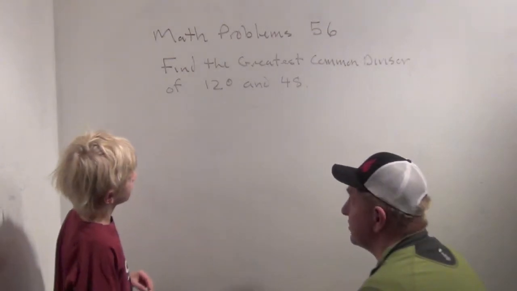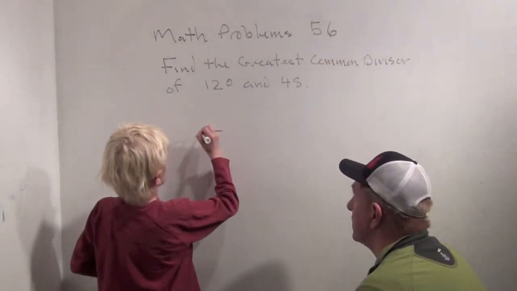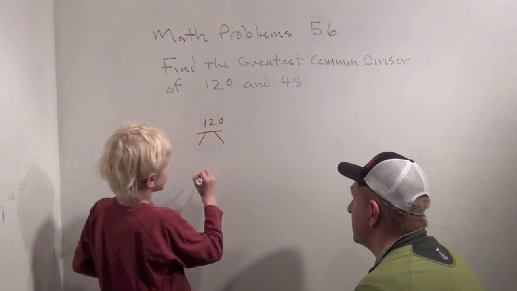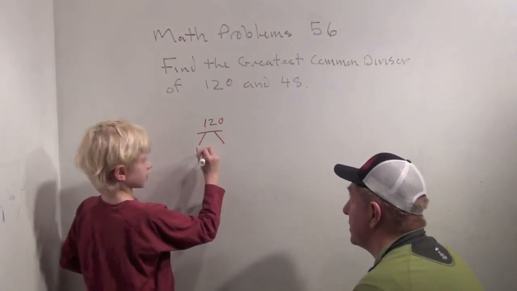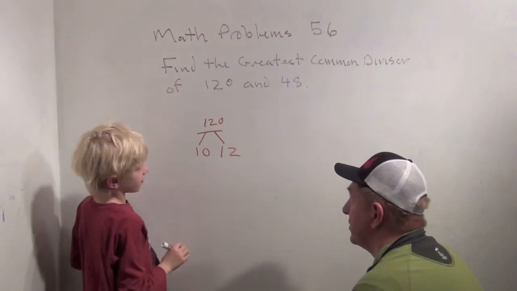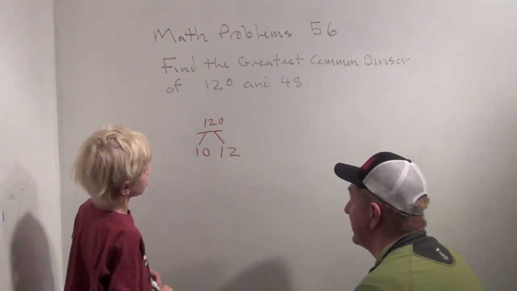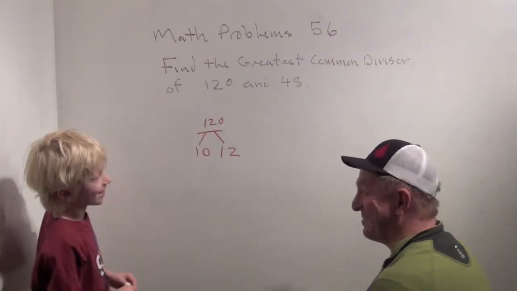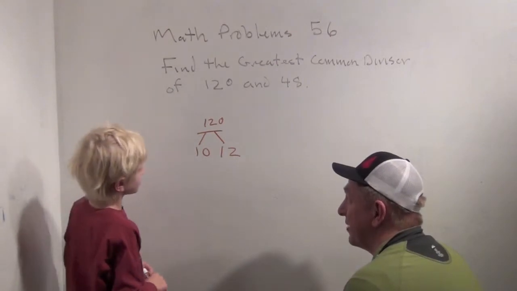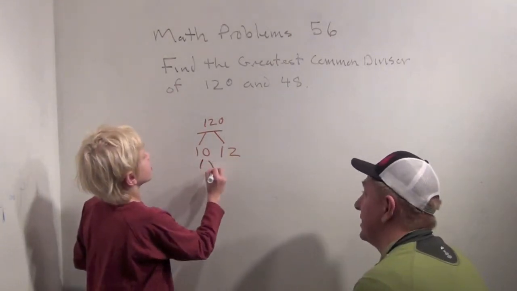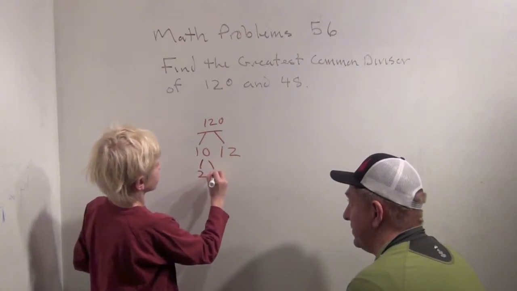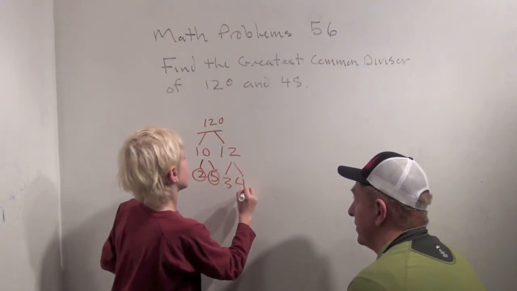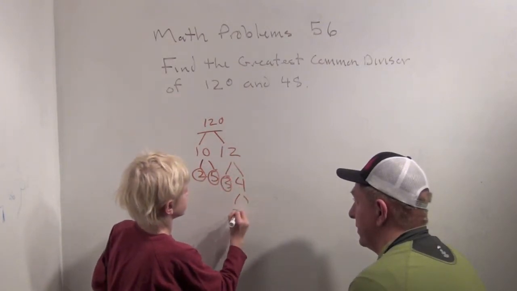So let's factor 120 into primes. Show me how you can do that. Well, it's 10 times 12. Great start. Okay, how do we factor those? 10 is 2 and 5, and they're both prime. Good job. 12 is 3 and 4, and 3 is prime and 4 is 2 and 2.